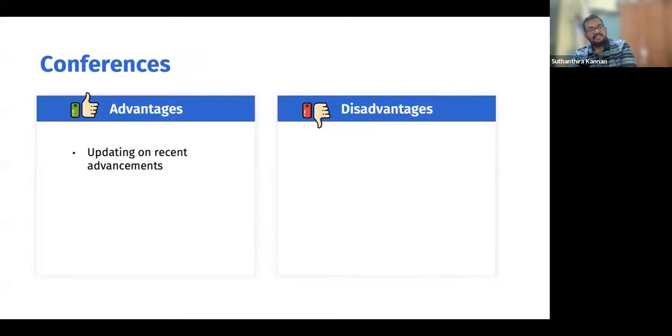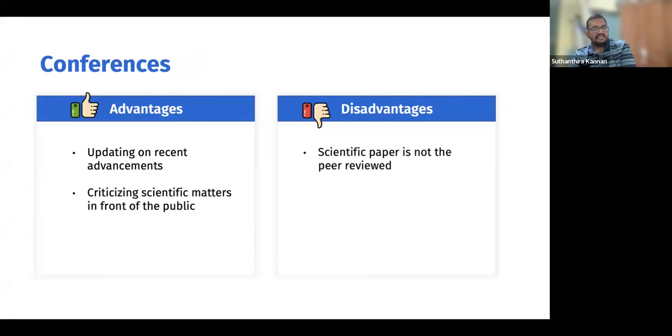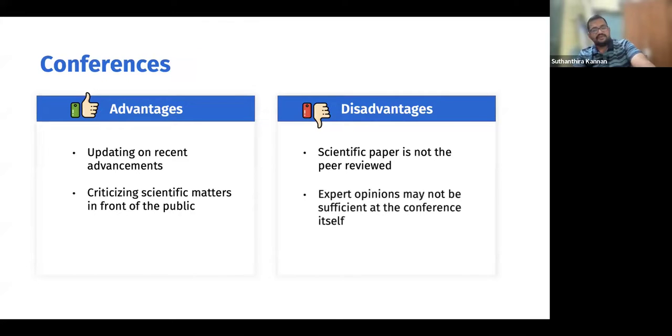Conference proceedings advantages are updating on recent advancements and criticizing scientific matters in front of the public. The author can present, and the audience will give you a different opinion. It is a scientific paper but it is not peer reviewed. Conference proceedings usually are not peer reviewed. Expert opinions are given at the conference itself.